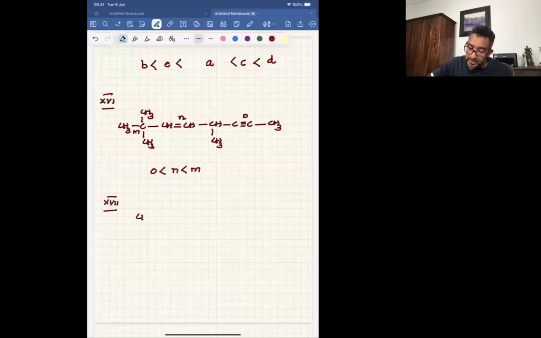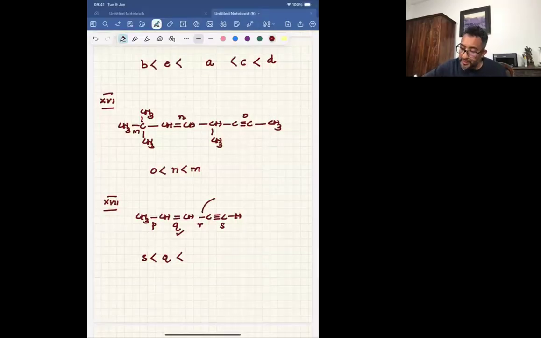Next, if you look at this one, CH3, CH double bond CH, C triple bond CH. So here it is P, here it is Q, here it is R, here it is S. So you can see the shortest one is S. Then you get the double bond Q. Then we have no idea about R and P.